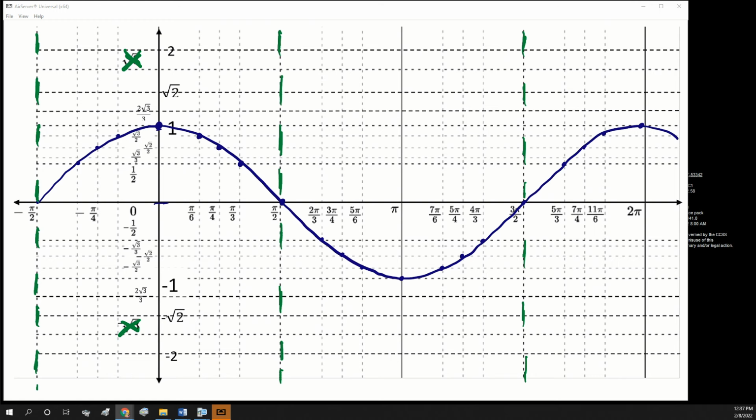And then I'm just going to go through my points again and graph the reciprocal of the y. So I'm going to start with this one. That's 1/2. The reciprocal is 2. This point is the square root of 2 over 2. Reciprocal is the square root of 2. All right, this one is the square root of 3 over 2. The reciprocal is 2 square root of 3 over 3. And then the reciprocal of 1 is 1.